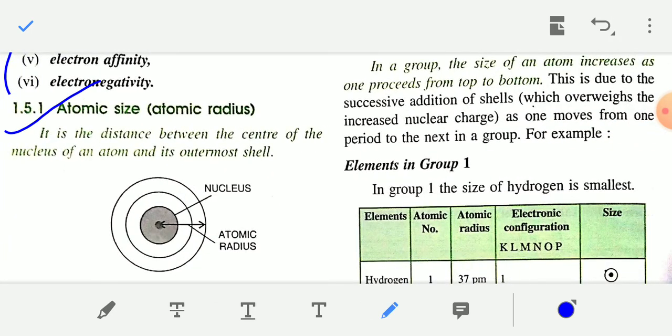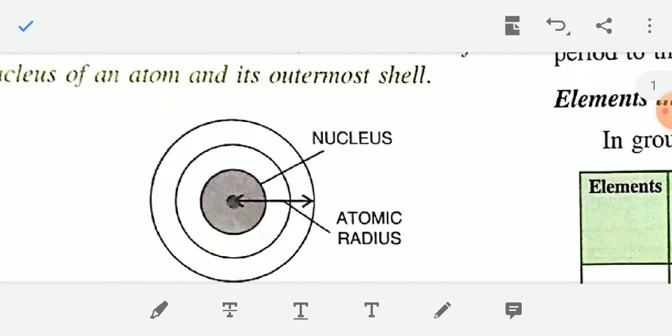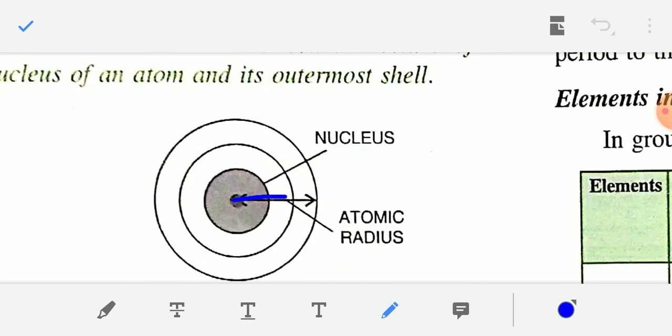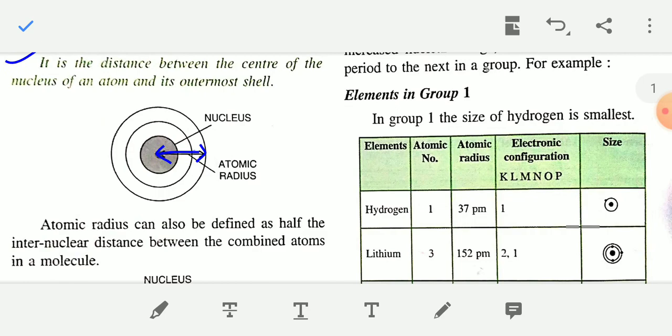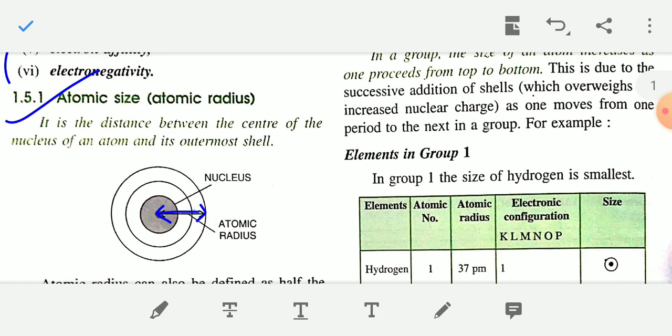What is atomic size, or radius of an atom, or atomic radius? It is the distance between the center of the nucleus of an atom and its outermost shell. This is the atomic radius, and the larger the value of atomic radius, the larger is the size of the atom.